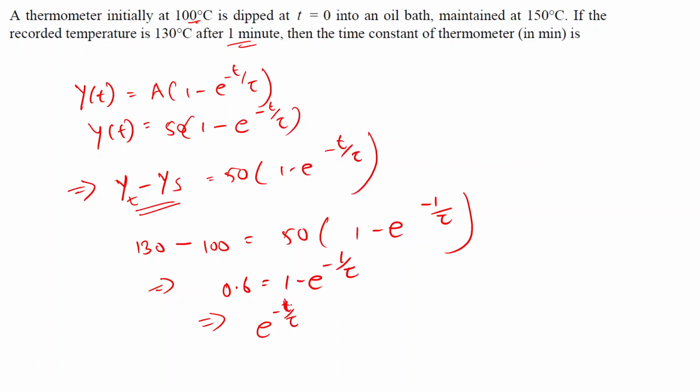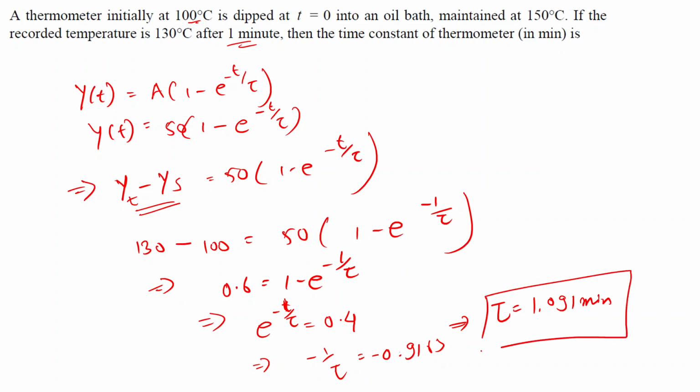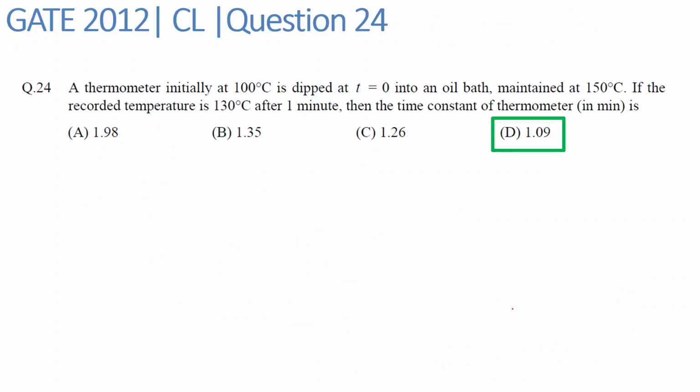So e raised to minus 1 upon tau will be 0.4, and then you can take the log of this term and you will get minus 1 upon tau is equal to minus 0.9163. This will give us tau is equal to 1.091 minutes. So the time constant for the thermometer in the given question is 1.091 minutes, and from the given options we can select option D.